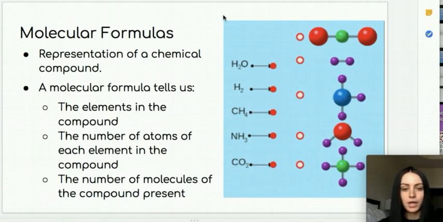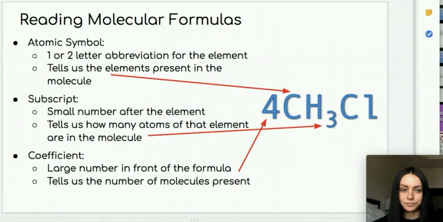So if we look over here, you've already covered the periodic table. A lot of you probably already can start to see what some of these example compounds are made of. The second thing that it tells us is the number of atoms of each element in the compound. The third thing that it tells us is the number of molecules that are present of that compound. So now we're going to look at how to actually read these molecular formulas in order to gather information about the structure of the compound.